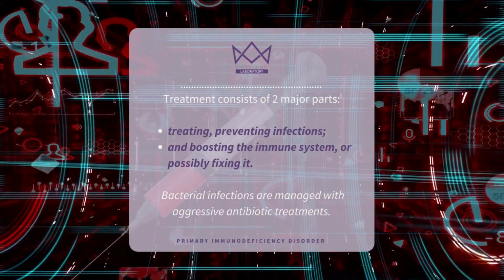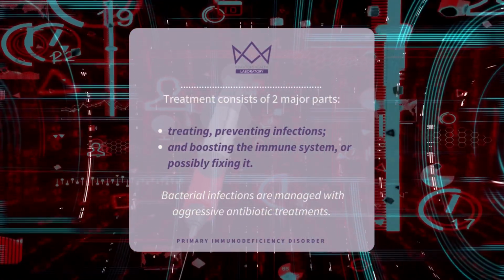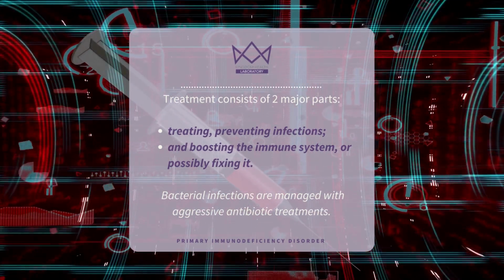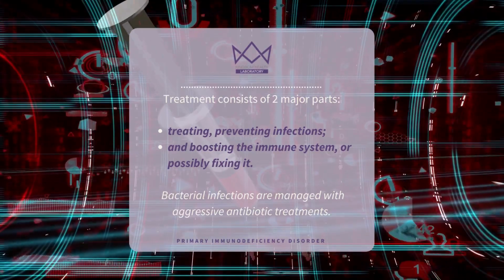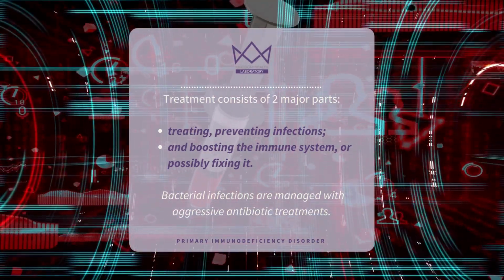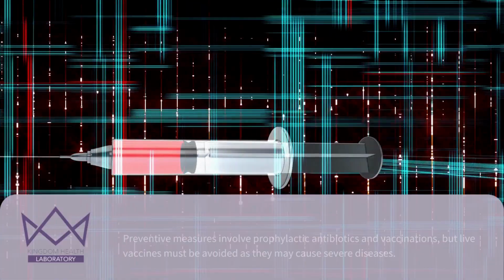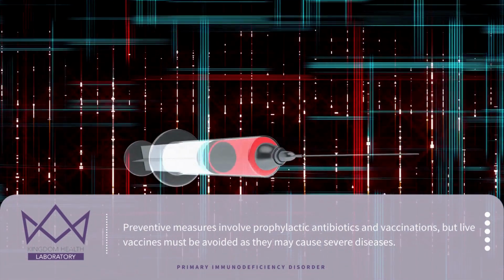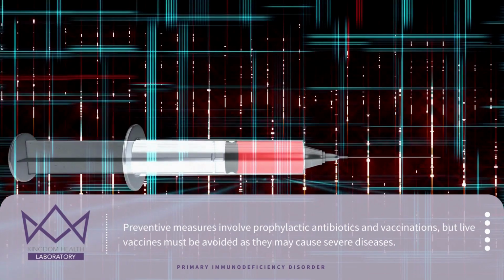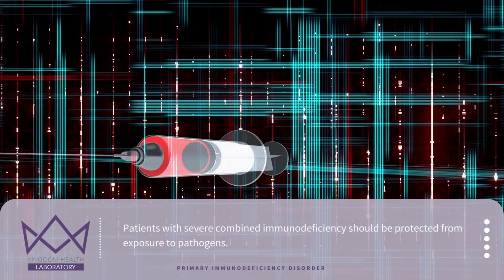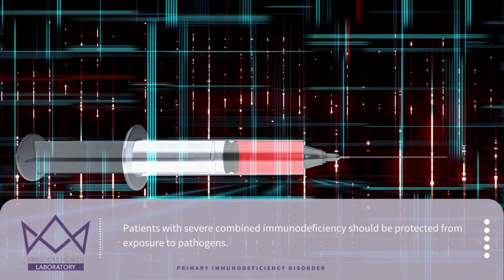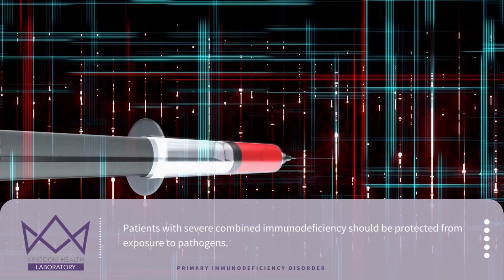Treatment consists of two major parts: treating and preventing infections, and boosting the immune system, or possibly fixing it. Bacterial infections are managed with aggressive antibiotic treatments. Preventative measures involve prophylactic antibiotics and vaccinations, but live vaccines must be avoided as they may cause severe diseases.